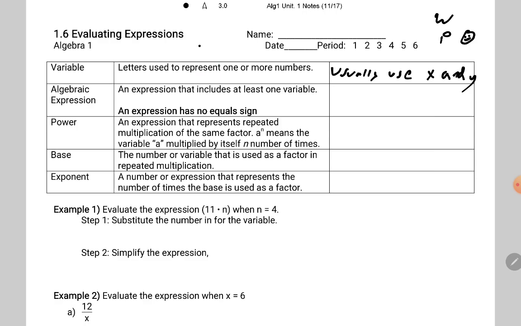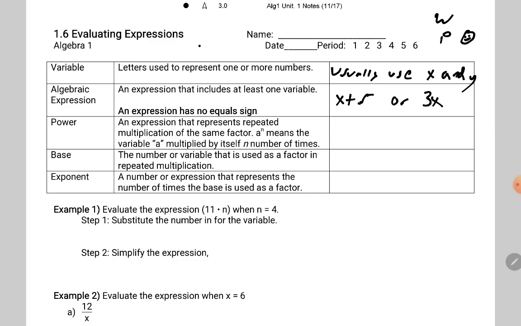Algebraic expressions. Remember, an expression has no equal sign, but to make it algebraic, it has to have at least one variable. So here's an expression, x plus 5, or 3 times x. Those are algebraic expressions. No equal sign.